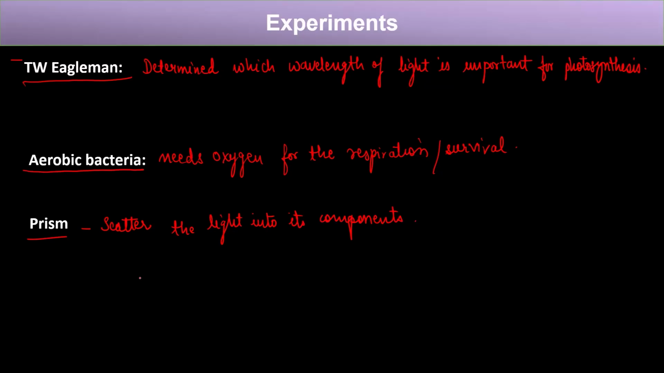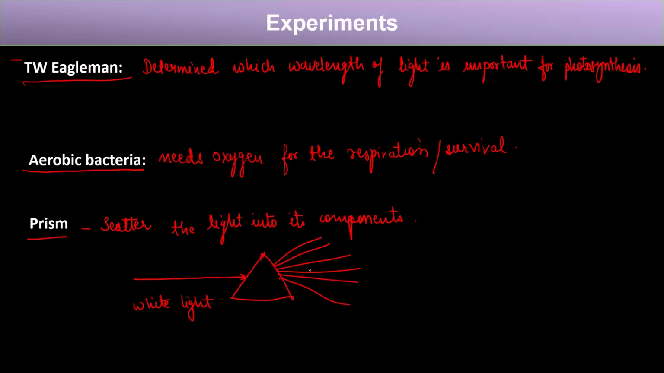Suppose this is a prism. If you pass light through it, this is white light, but we know that this light comprises components of different wavelengths. So it will split the light into 7 components, and each of these components has a specific wavelength. This is the basic idea. Now let's see what was done by T.W. Eagleman.